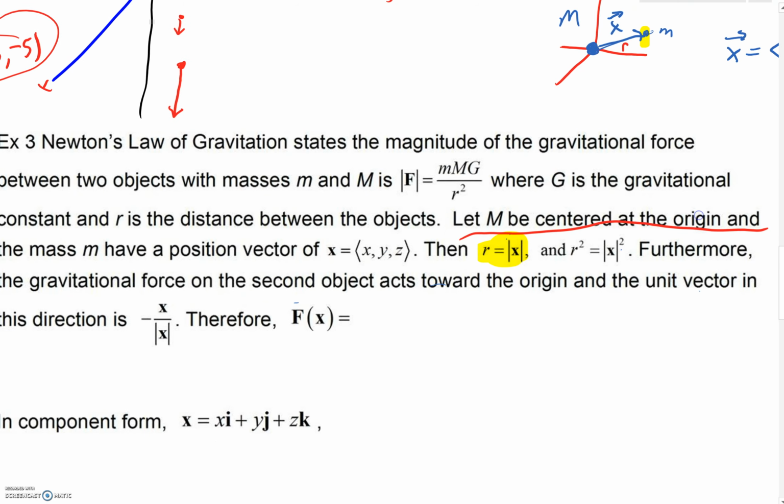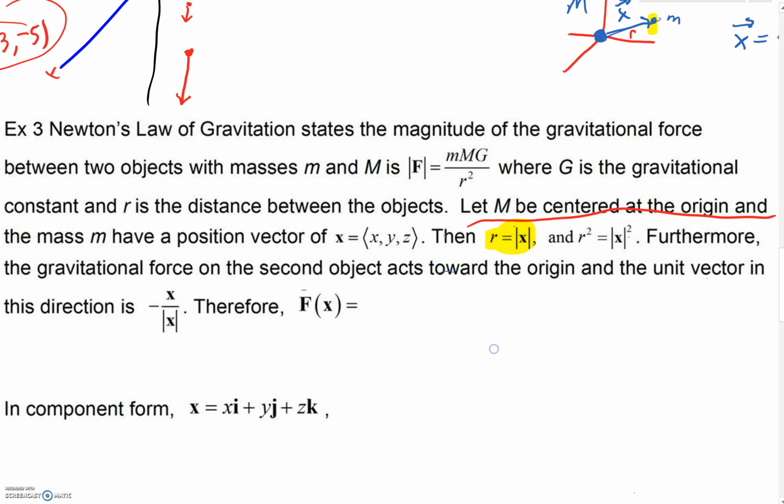Furthermore, the gravitational force on that second object is going to pull towards the origin. Obviously the smaller object is getting pulled towards the larger. That's what we see even as an object is falling towards Earth. Earth is this very large mass. If something is in the air, it's being pulled towards the Earth. So the unit vector that you'd have towards that big object would be in the opposite direction of x divided by the length of vector x.